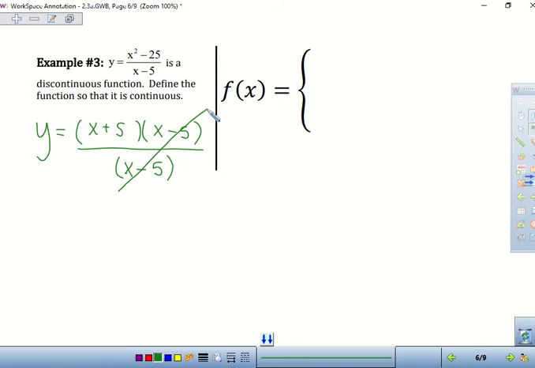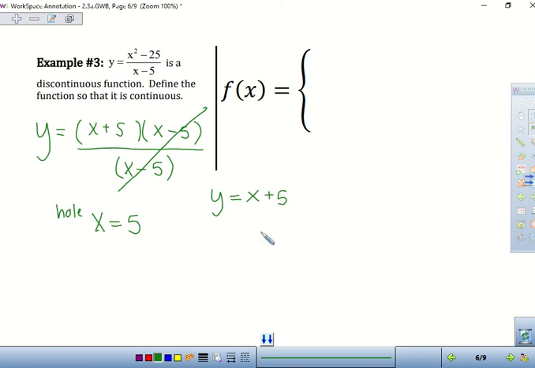So what type of discontinuity is this when it gets removed? It's removable discontinuity, which creates a hole, right? So we know that we have a hole at what x value? 5. Okay. So all that's left of the function now is just y equals x plus 5.